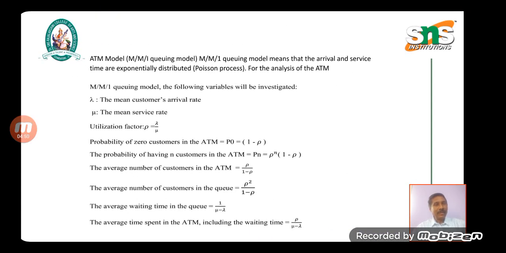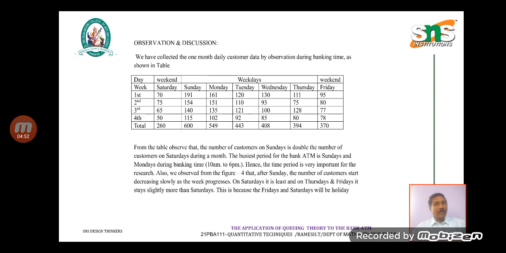Okay, so now observations and discussions. We have collected one month of daily customer data by observing during bank time, as shown in the table: first week, second week, third week, fourth week, and the weekdays Saturday to Friday. So we take all the days.